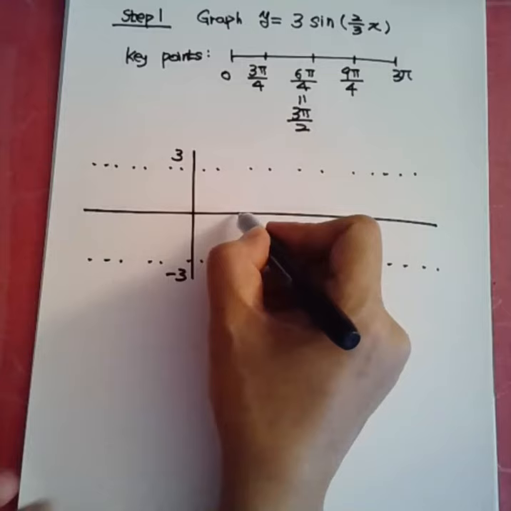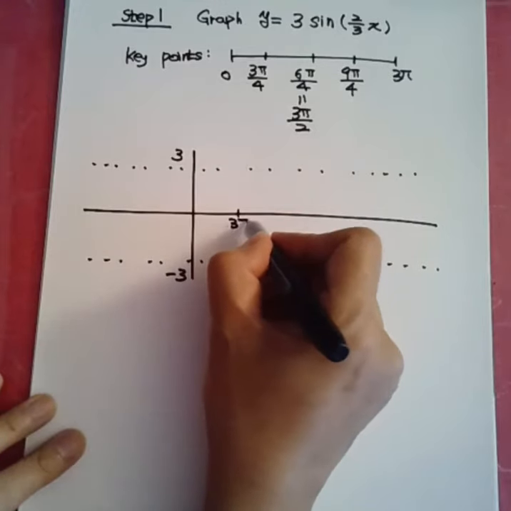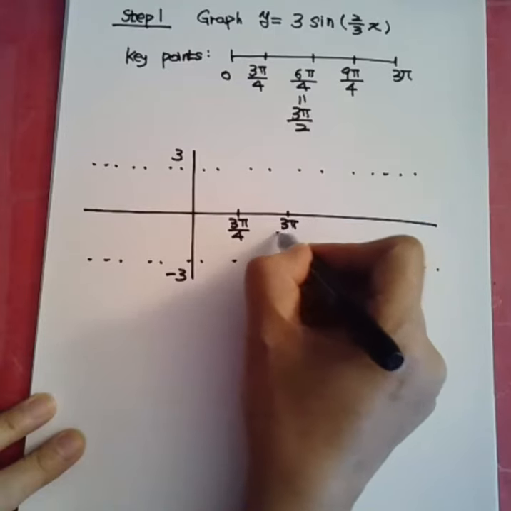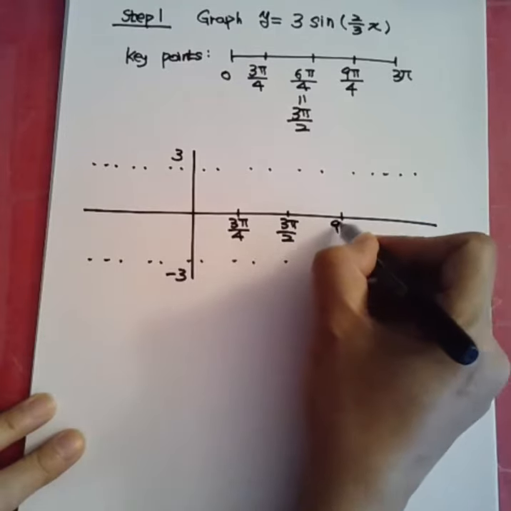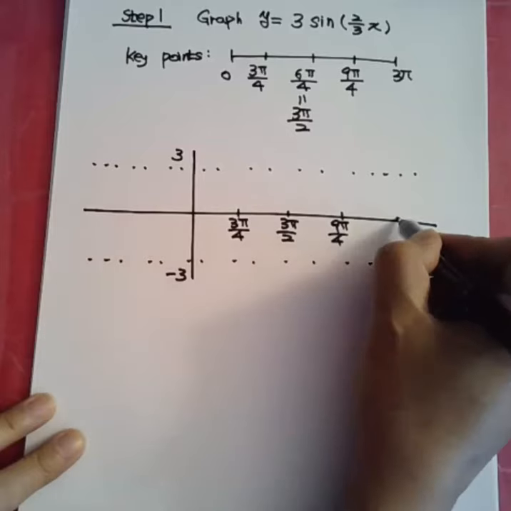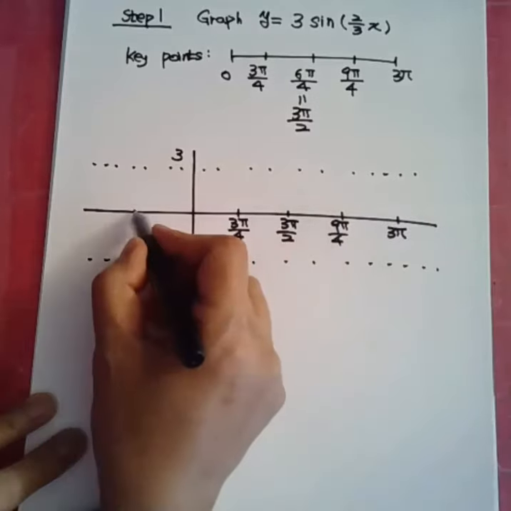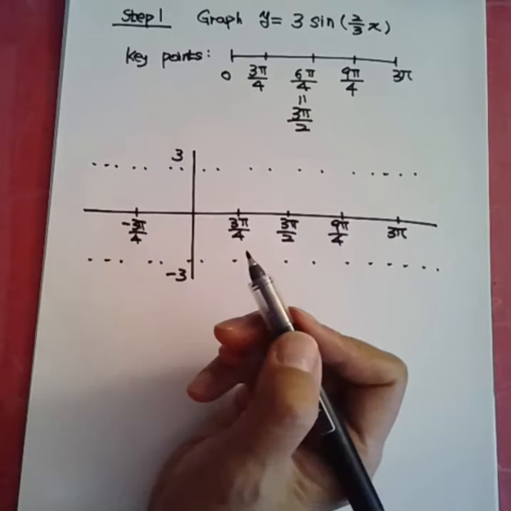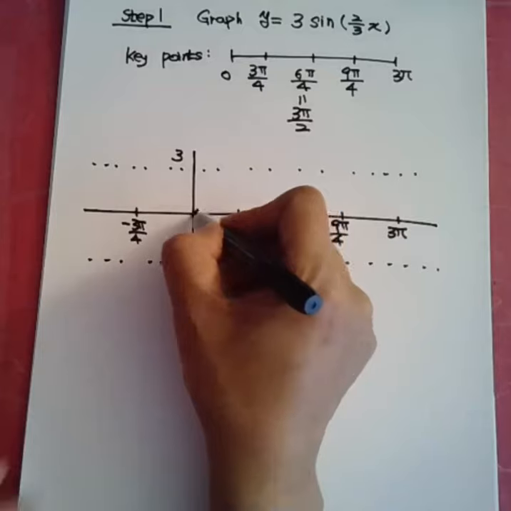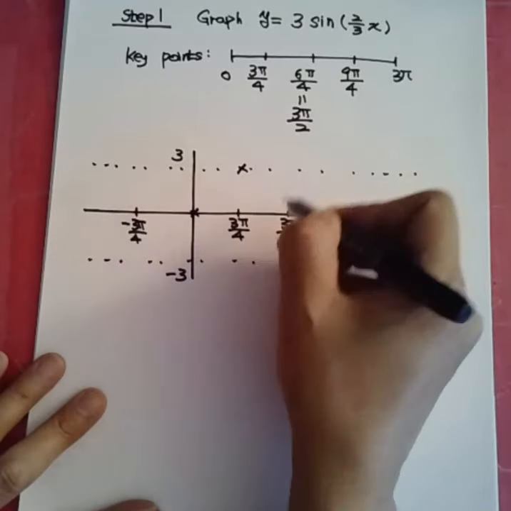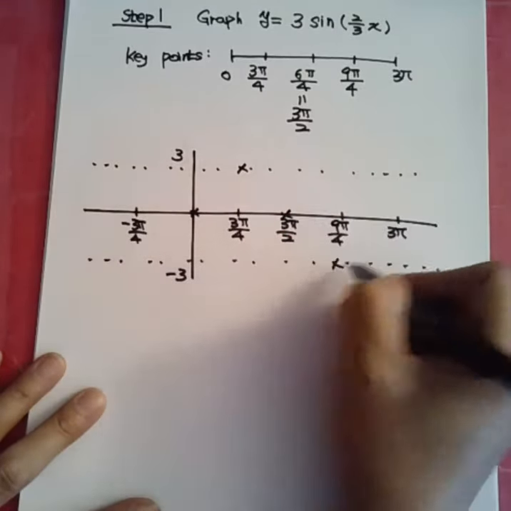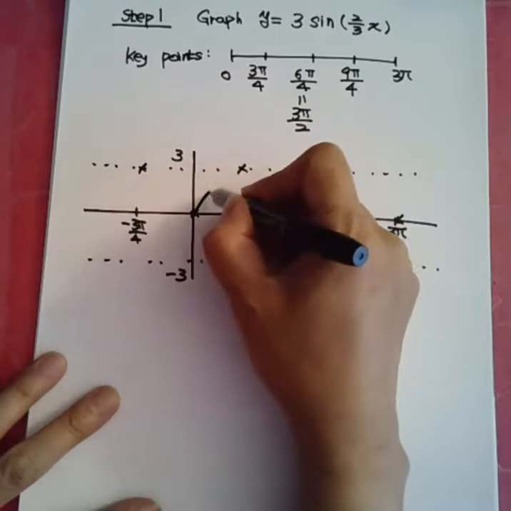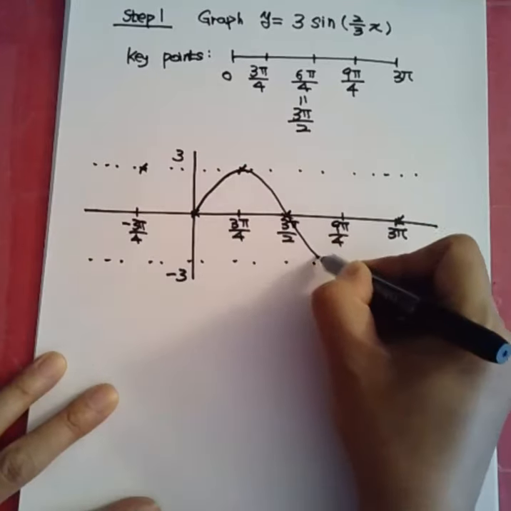Let's just go through the benchmarks. 3 pi over 4, and then 3 pi over 2, and 9 pi over 4, 3 pi. This is minus 3 pi over 4. This is a sine function, so it passes through the origin, and then just make the natural wave, you know.